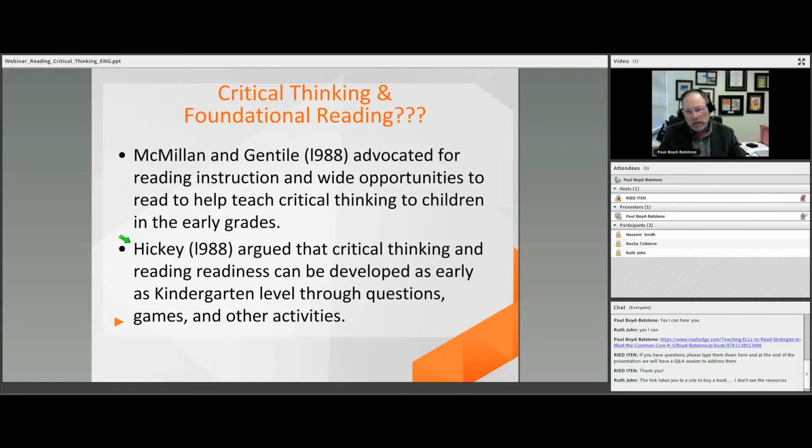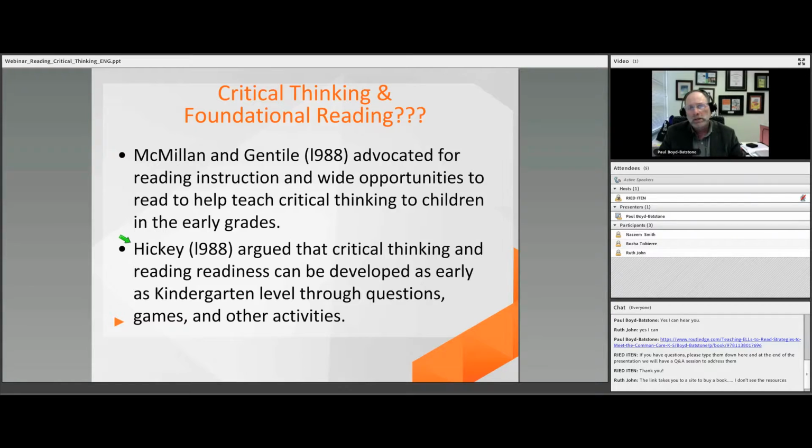Hickey in 1988 argued that critical thinking and reading readiness can be developed as early as kindergarten through questions, games, and other activities. And I would add through poetry and song. Questions have a lot to do with it, where we ask students, what did you picture in your mind? What were you thinking as you read? As you read that story, or as I read it to you, what did you think? What did you picture in your mind? Where did you see that in the story?